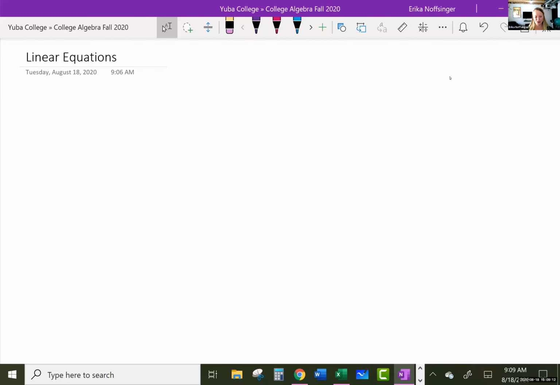Okay, so we're looking at linear equations, or equations that when we solve them become linear equations, and solving those. When we're solving linear equations, a couple of things can happen. We can get a solution, we could get no solution, or we can get an infinite number of solutions.